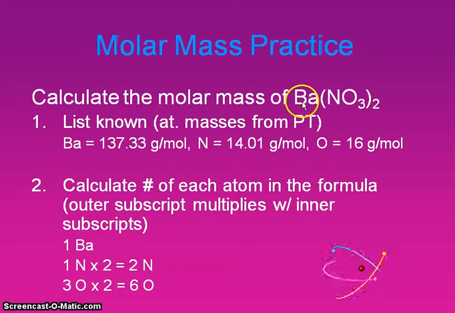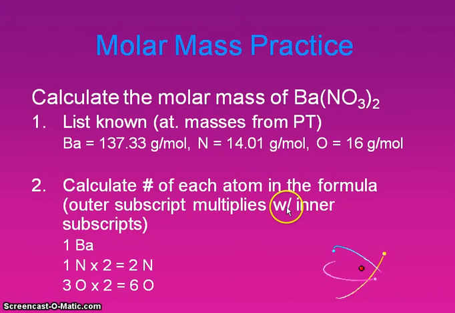So we have one barium. Barium's atomic mass from the periodic table is 137.33 grams per mole. And then because the nitrogen is part of the polyatomic ion in parentheses here, we need to distribute this 2 to the nitrogen. So there are 2 nitrogens, each at 14.01 grams per mole. And now, since we already have 3 oxygens inside here and 2 outside, that means we have to multiply those together. So we're going to have 6 oxygens, each at 16 grams per mole.